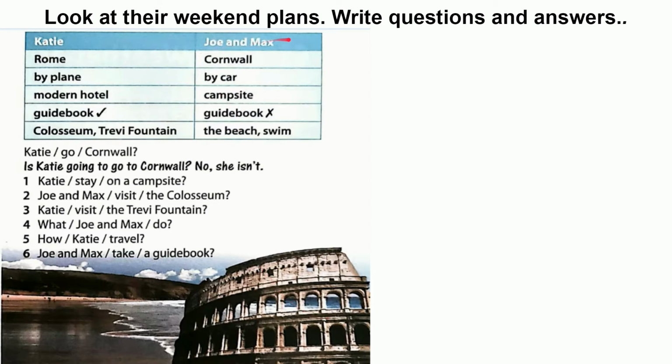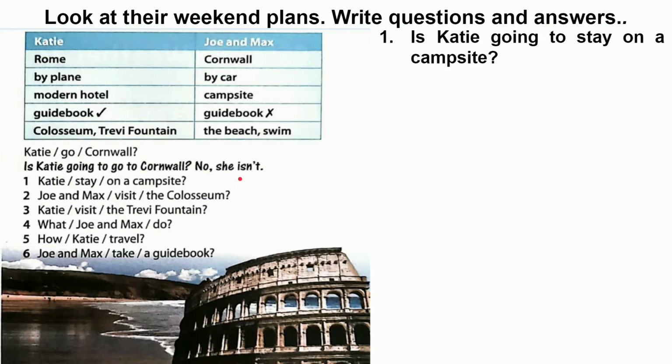Okay, look at their weekend plans, write questions and answers. Okay, Katie: Rome, by plane, modern hotel, guidebook, yes, Colosseum, Trevi Fountain. Joe and Max: Cornwall, by car, campsite, guidebook, cross, the beach, swim. A question like this, Katie slash go Cornwall. So you need to make a question for it. Is Katie going to go to Cornwall? No, she isn't. Okay, Katie is not going to Cornwall, right?